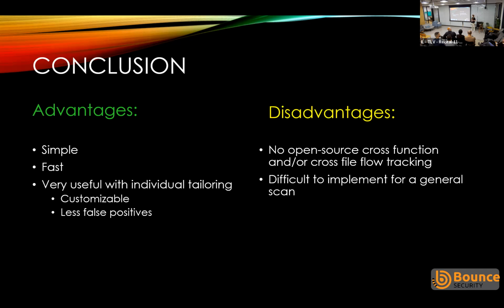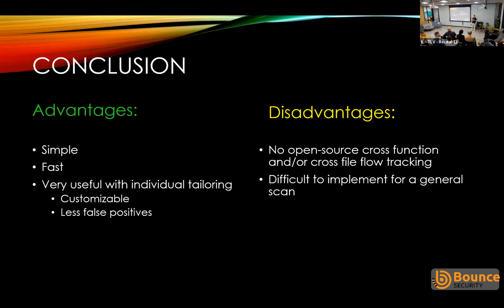What are the problems with Semgrep? There is no open source cross-function or cross-file flow scanning. This join mode doesn't really track flow. It doesn't remember that a variable is tainted. It's just something that does an intersection of rules. There is a paid feature called Deep Semgrep, but it only supports a limited number of languages, and it's also paid.